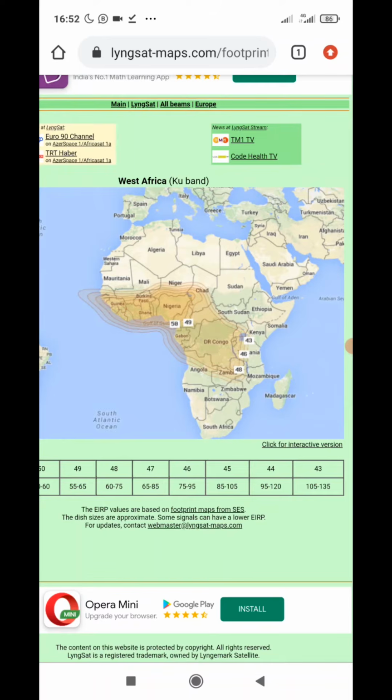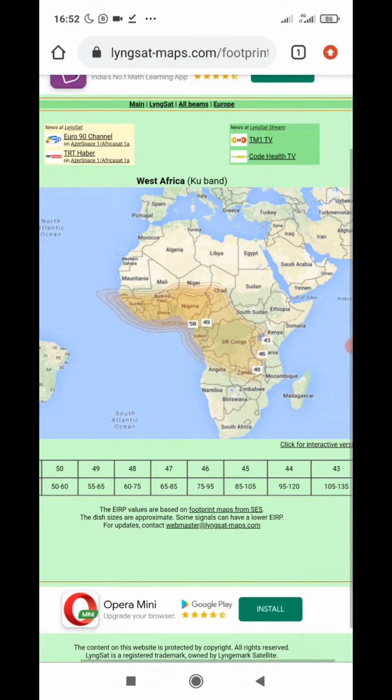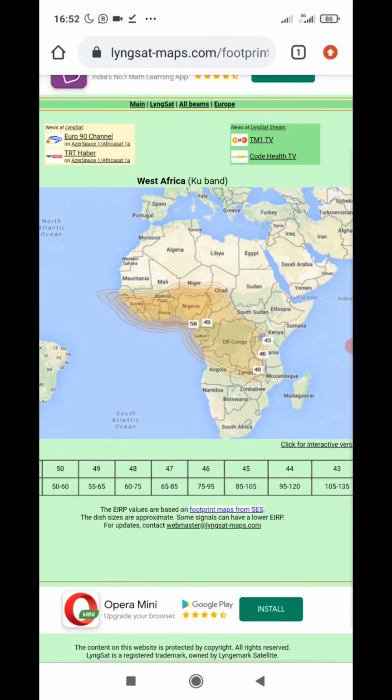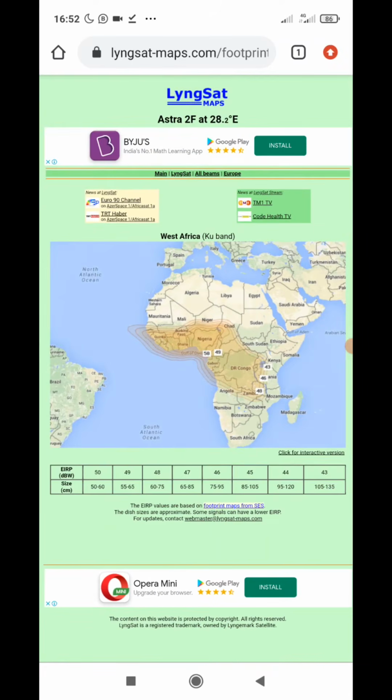So it means that the area that has a bigger value of EIRP shows that you use a smaller dish to track it. As you are moving away from the middle, where you have the more concentrated radiated power, to the outside, it means that you are having a smaller EIRP figure.